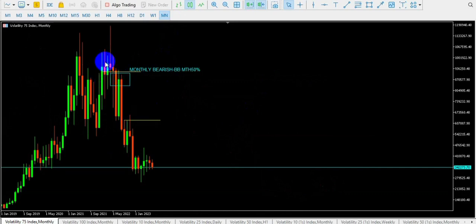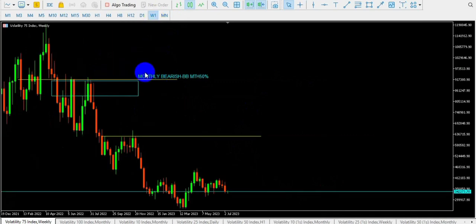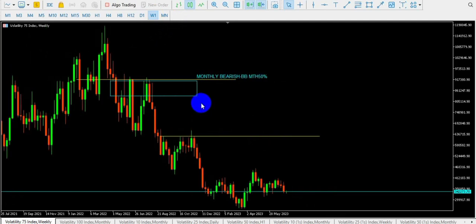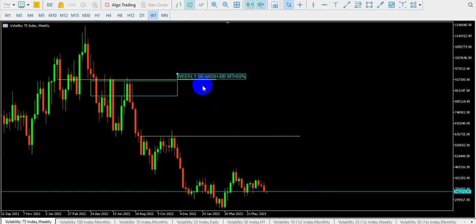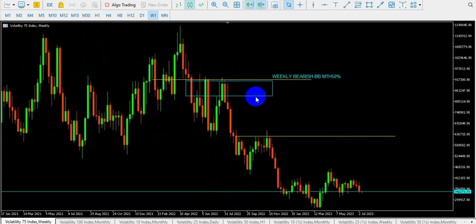It wasn't a breaker on the monthly time frame, but it was a breaker on the weekly time frame. Oh, let me just change it. This is not a monthly bearish breaker, I just saw that, so I'll change it now. So that's it. It's a weekly bearish breaker block, not a monthly.